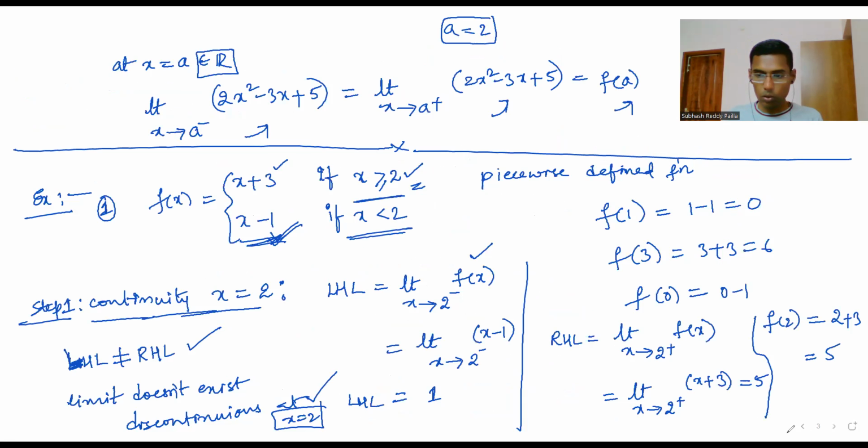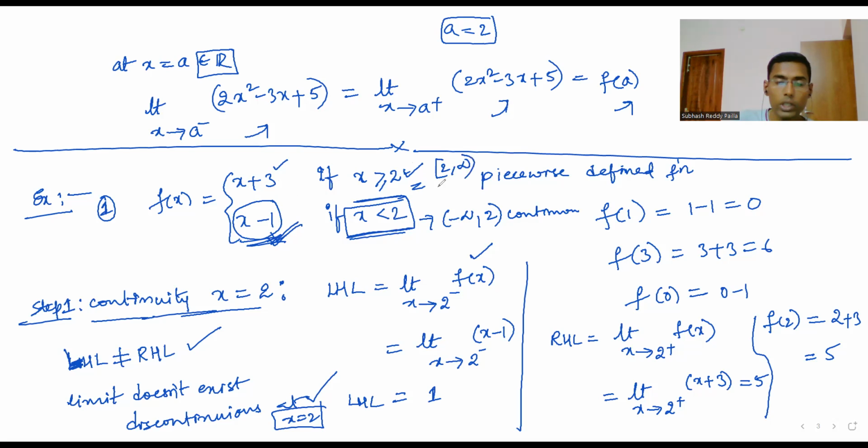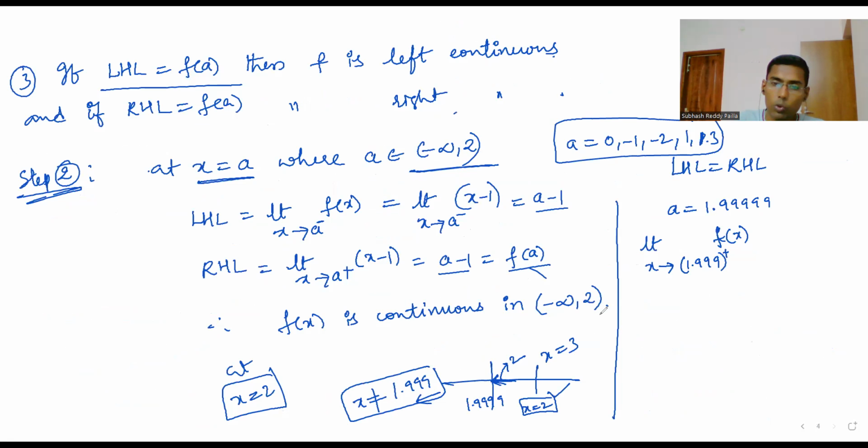Now similarly, in this interval, minus infinity to 2, it is continuous. Here also, because it's a linear polynomial, linear expression, x plus 3. So now closed 2 to infinity also it is continuous. But at x equal to 2 only it is discontinuous. So therefore, same proof you can give. Whatever you are writing here, that's also step 3.